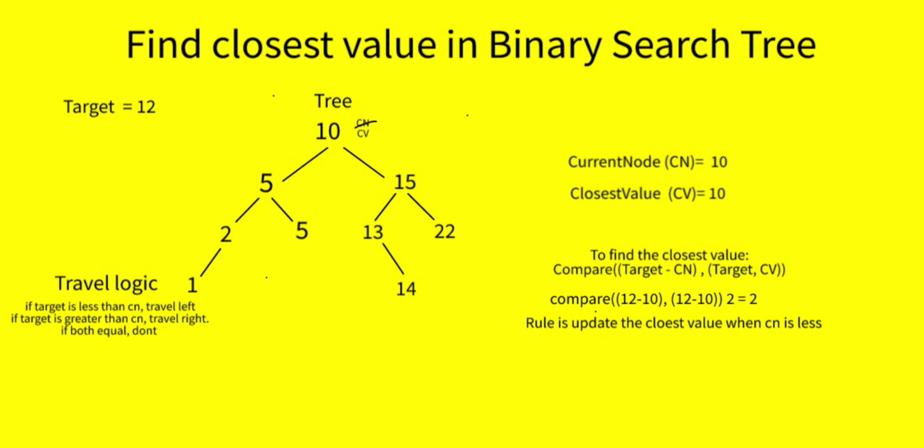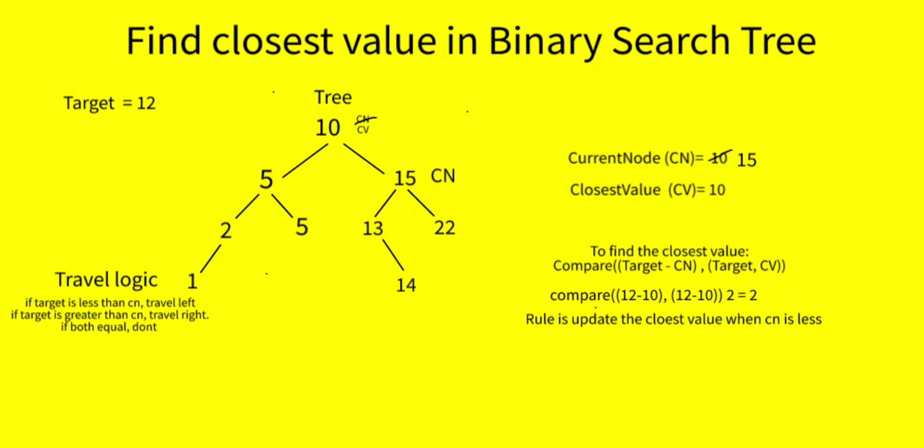Since your target 12 is greater than 10, you need to follow the traversal logic to travel towards right. So now let me update my current node as 15. With this new current node value, let's find the target-to-current and target-to-closest distances again. As a result, now we are getting 3 and 2. So 3 is greater than 2.